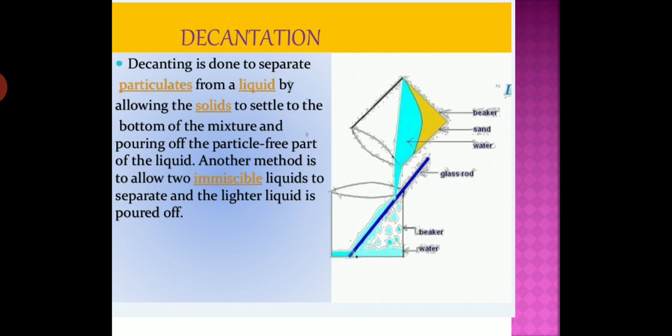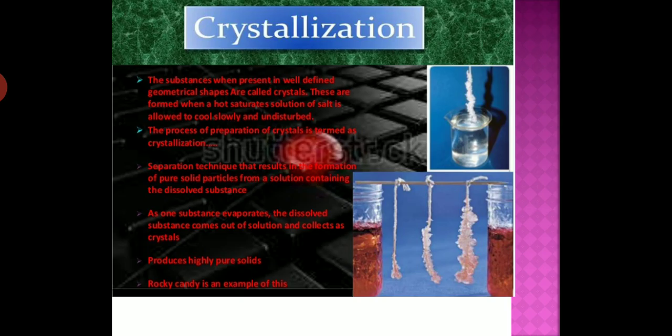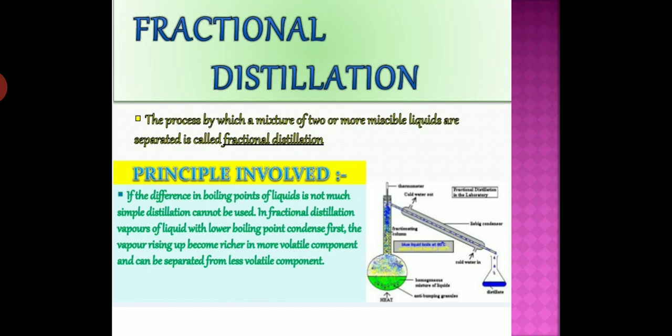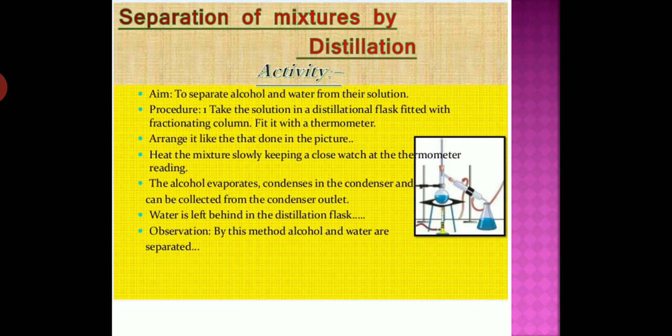We have discussed many activities related to separation techniques, processes and applications also. So you should read all these activities related to separation techniques. Because today we have discussed decantation, crystallization, how you can prepare crystals of copper sulfate, and fractional distillation, used for two or more miscible liquids, which is used in petroleum. And we have discussed distillation also.